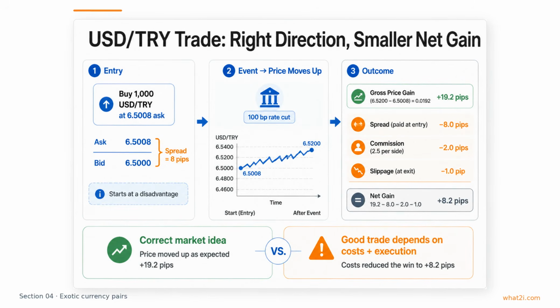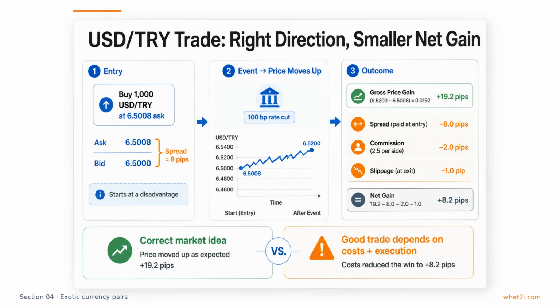This USD/TRY example shows why being right on direction does not guarantee a strong result. Suppose you buy one 10,000 USD/TRY at 6.5505 while the bid is 6.5500, so you begin with an 8 pip spread cost. After a 100 basis point rate cut, the pair rises to 6.5200, which means the directional idea was correct. But the net outcome is still reduced by spread and any slippage or execution cost. In a market like this, those deductions can be meaningful. The lesson is that a good market call and a good trade are not always the same thing.